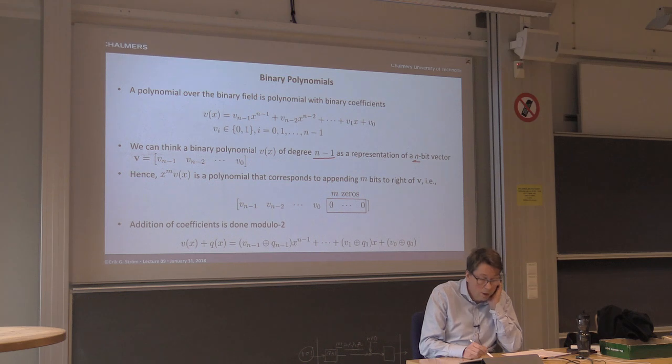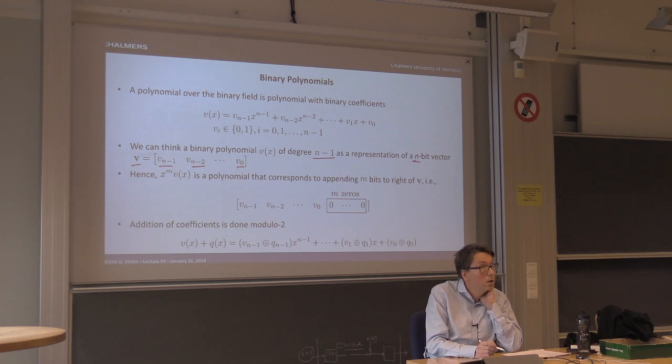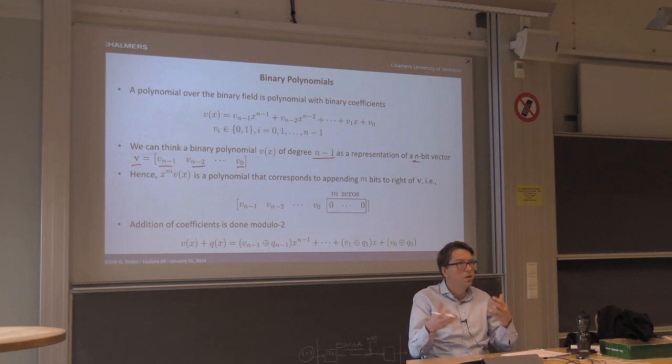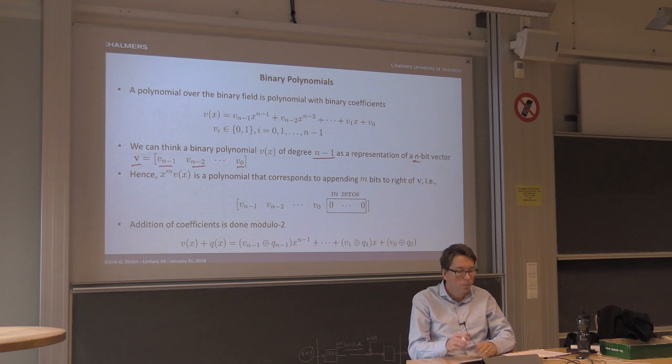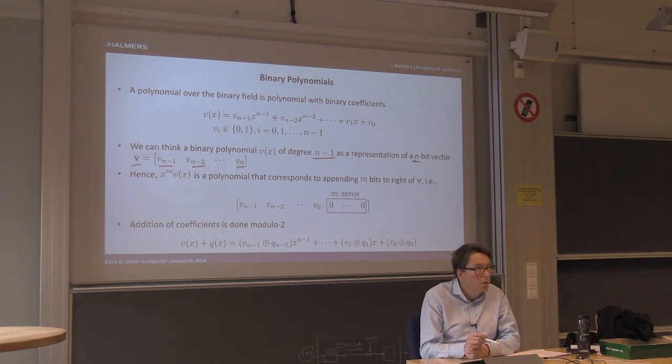Okay, so we simply take the coefficients of the polynomial and we put them into a vector like this. So either we have this vector of coefficients or we have a polynomial. These are two representations of the same binary string. Okay. So what can we do with this?